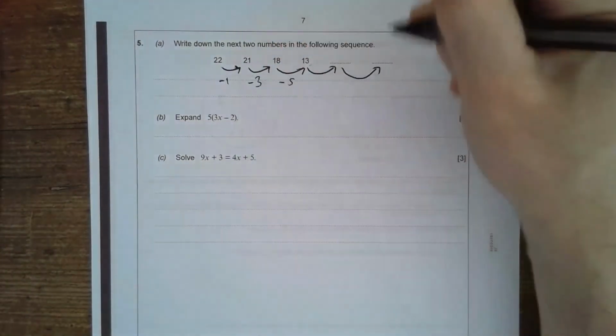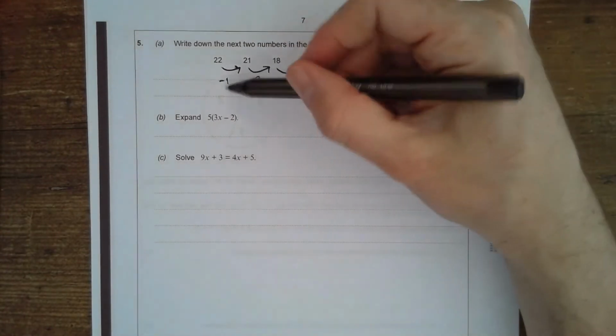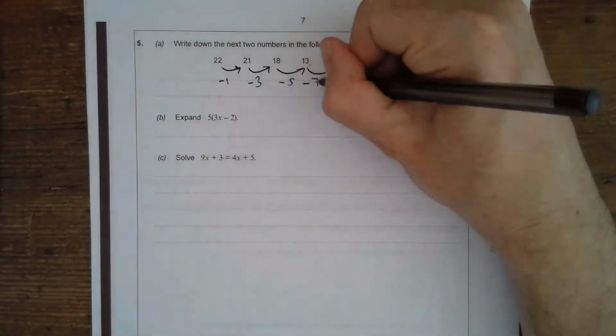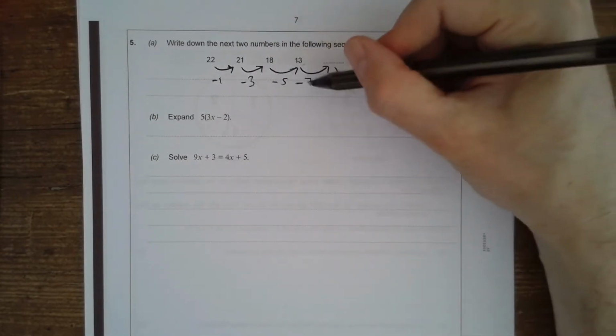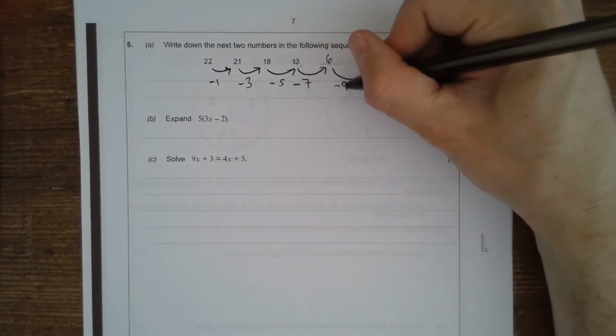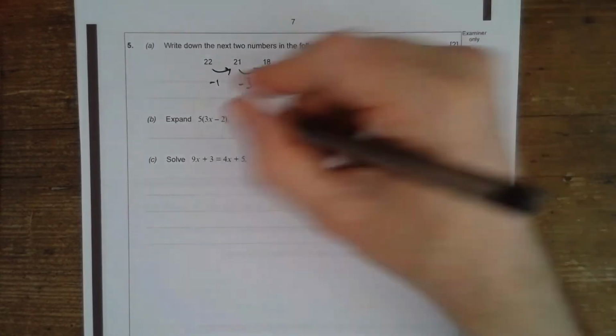18 to get to 13, take away 5, and then we don't know. So look at this pattern here. I assume that I then take away 7, then take away 9. That's what the pattern looks like to me. 13 take away 7 is 6. 6 take away 9 is -3.